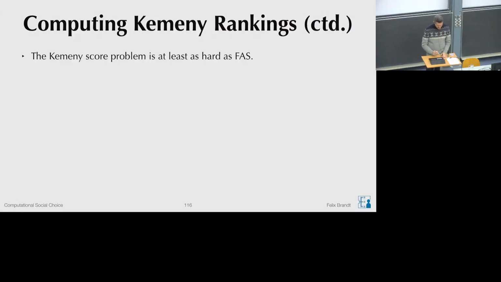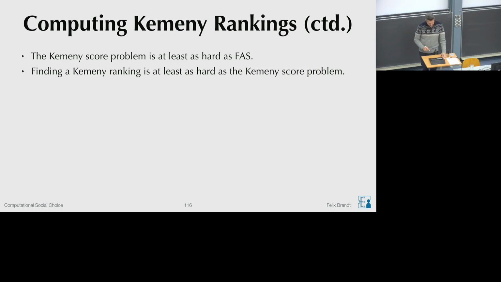Okay, because we have seen that the Kemeny score problem, the problem we studied on the previous slide, is at least as hard as feedback arc set. And now it can be shown that finding a Kemeny ranking is at least as hard as the Kemeny score problem, and therefore also at least as hard as feedback arc set. Now, technically, we have to be careful because the find-a-Kemeny-ranking problem is not a decision problem. The answer is not yes or no, it's just a Kemeny ranking. Therefore, it cannot be in NP. Problems that are not decision problems cannot be in NP.